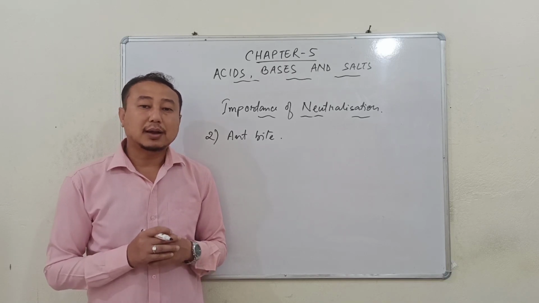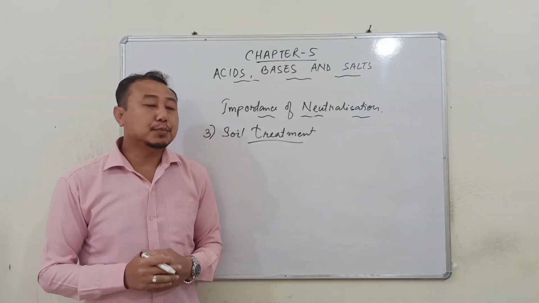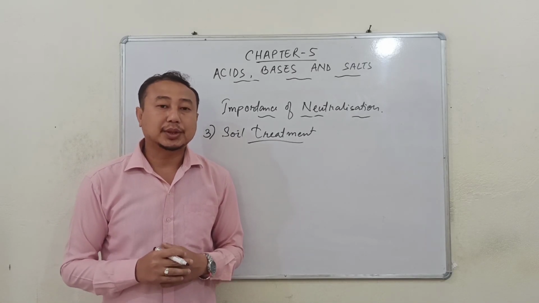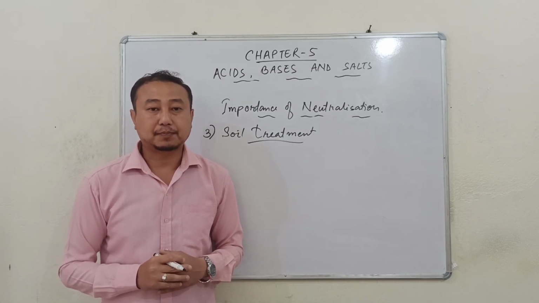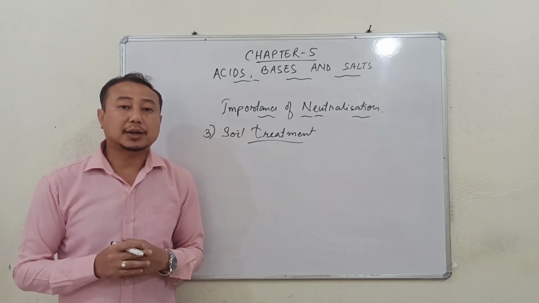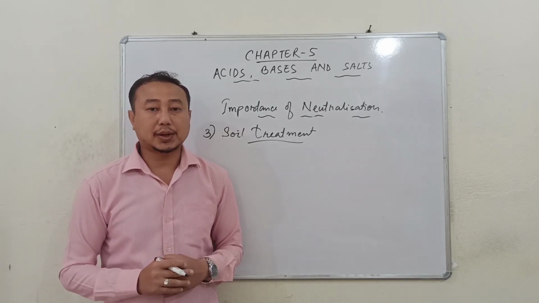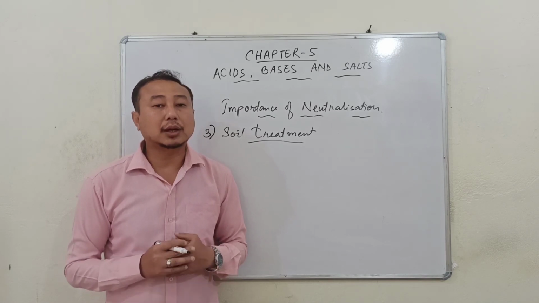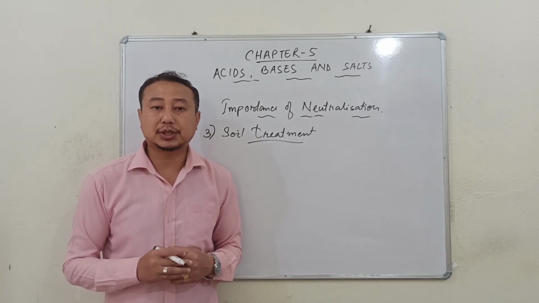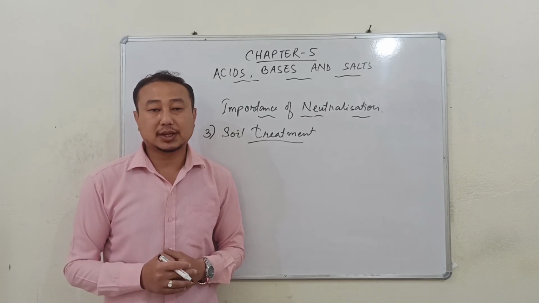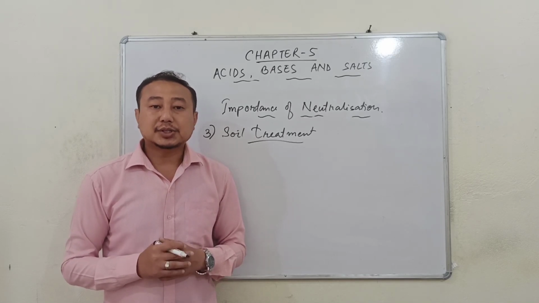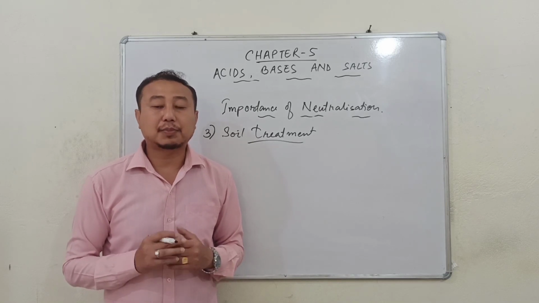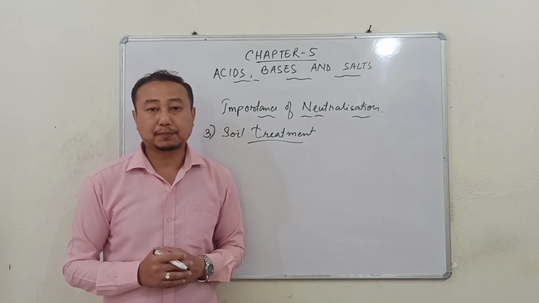Now, let's come to the next importance. The next importance is soil treatment. Soil, as we know, supports the growth of the plant. But the growth of the plant takes place properly in neutral soil. Sometimes the soil that is present in our surroundings turns acidic due to the decomposition of organic waste material. Because of that, when the soil turns acidic, the growth of the plant will be affected and the plants will not be able to grow properly.